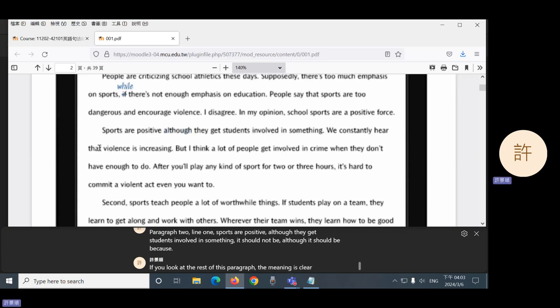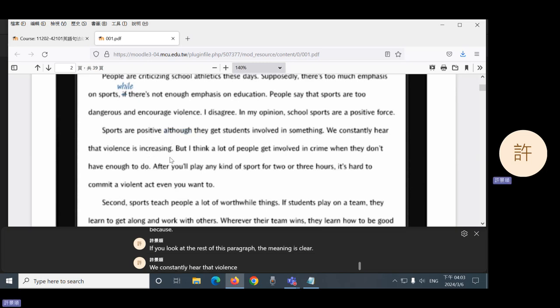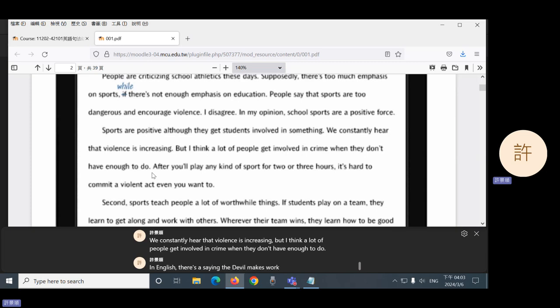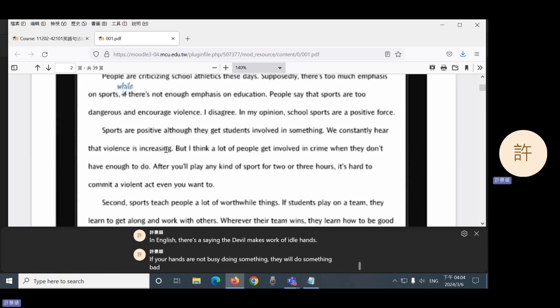We constantly hear that violence is increasing. But I think a lot of people get involved in crime when they don't have enough to do. In English, there's a saying, the devil makes work of idle hands. If your hands are not busy doing something, they will do something bad. So this is the idea. Because they get students involved in doing something, therefore sports are positive.